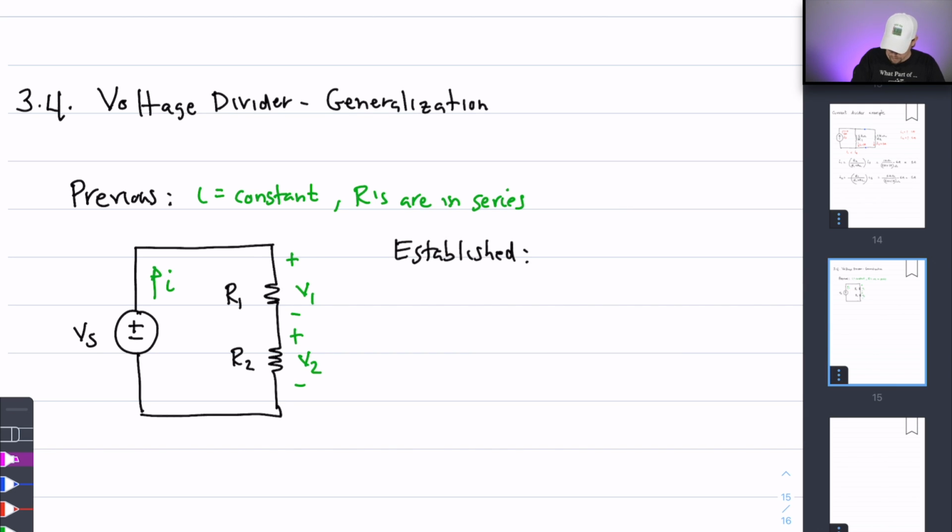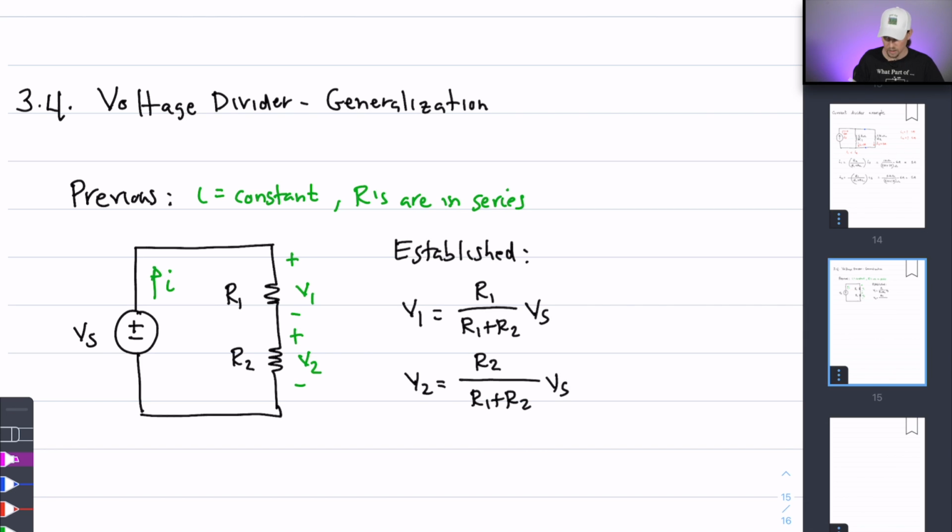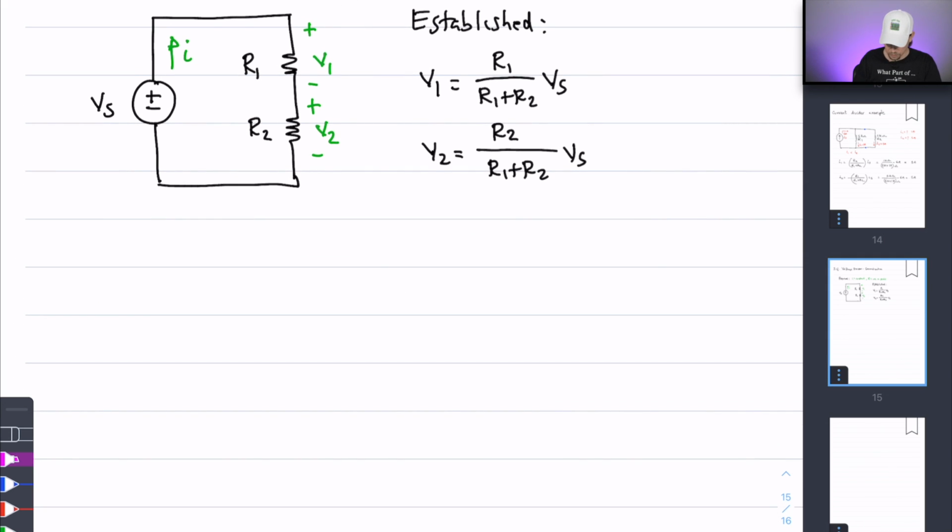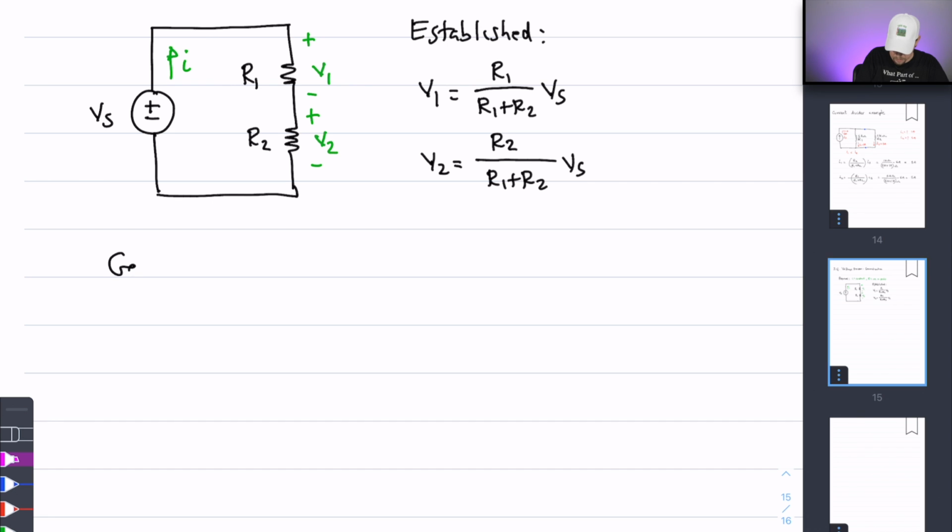And we established two things. The first is that the voltage V1 and the voltage V2 can be easily calculated using the following formulas. V1 was equal to the resistor R1 divided by R1 plus R2 times the voltage of the source Vs, and secondly, the voltage V2 is equal to R2 divided by the sum of R1 plus R2 times Vs. Now this is what we showed, right? Now one of the things that we want to do is, again, generalize this.